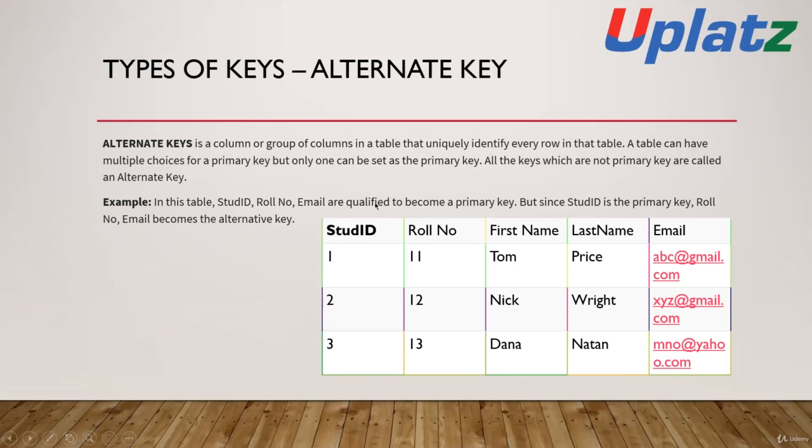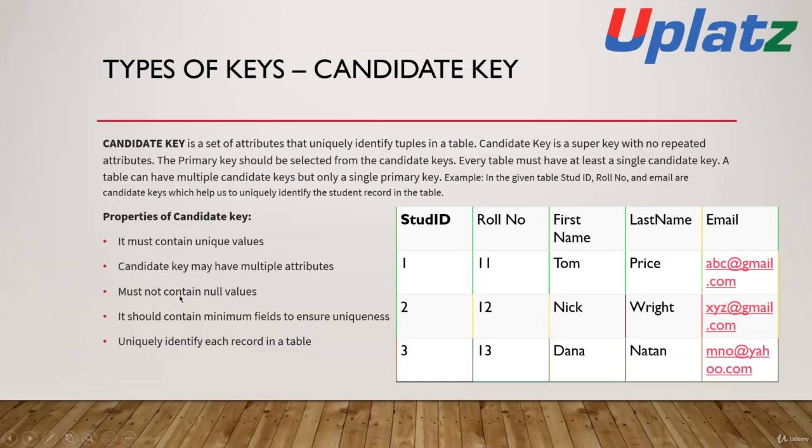So in those cases where I don't want to use student ID for uniquely identifying a row, I will use roll number and email, which will help me identify that one particular record. Next we have candidate key. Candidate key is the set of attributes that uniquely identifies a tuple in a table.